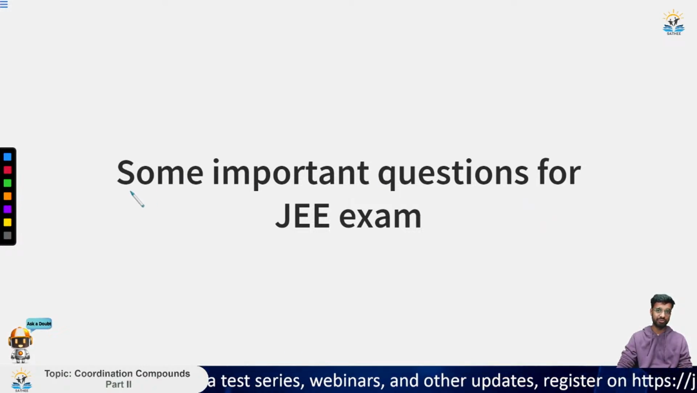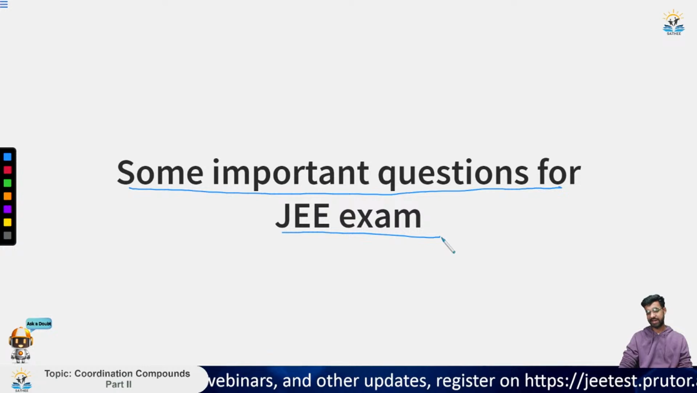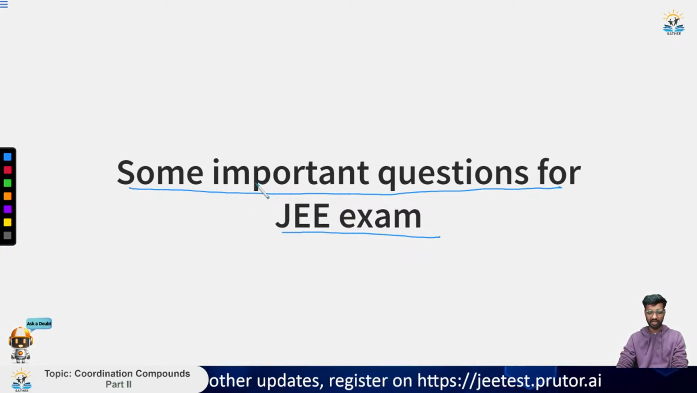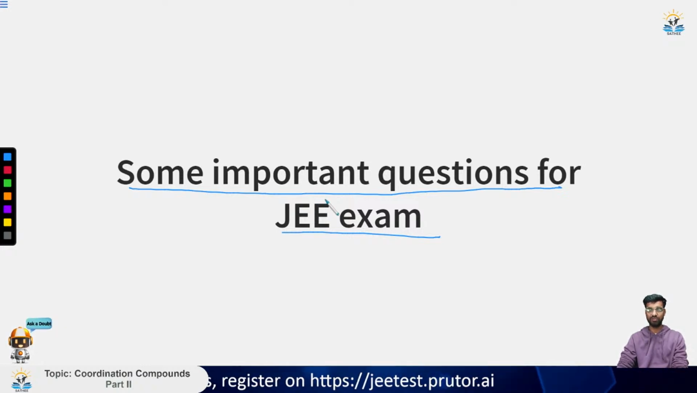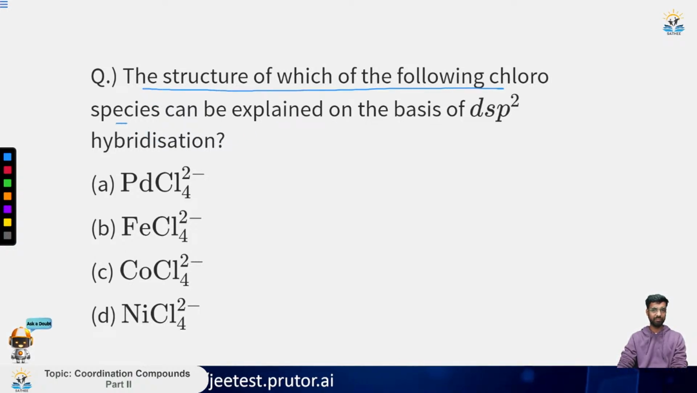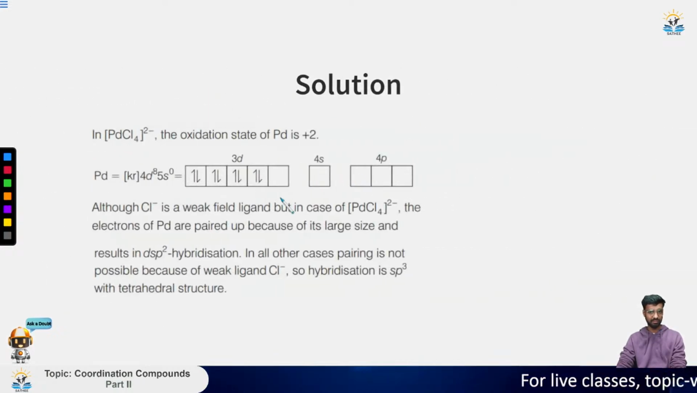Now let us move to some questions. I'm not discussing the theory of magnetic field and color in the theory. I will just solve some questions and you will get a grasp of these ideas very clearly from the questions only. Okay. The first one is: the structure of which of the following chloro species can be explained on the basis of dsp2 hybridization? So the question is basically which one is explained on the basis of dsp2 hybridization.